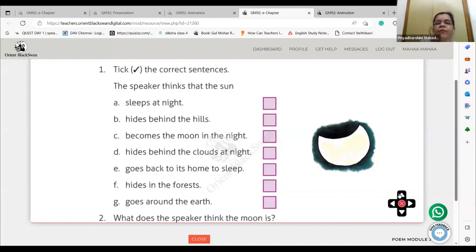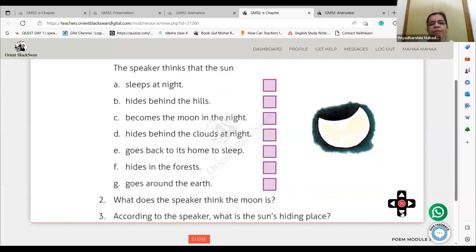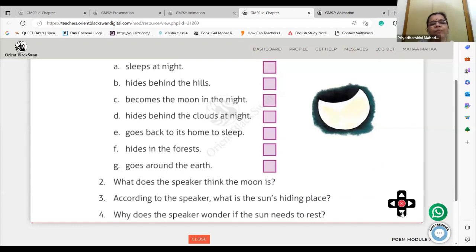So you tell them that fact also when you're teaching this particular line, okay? Hides behind the clouds at night. No, false. Behind the hills only it is given in the poem, not behind the clouds. Goes back to its home to sleep. Yes, true. Hides in the forest. False, ma'am. Goes around the earth. True, ma'am. Yes, that is a fact also.